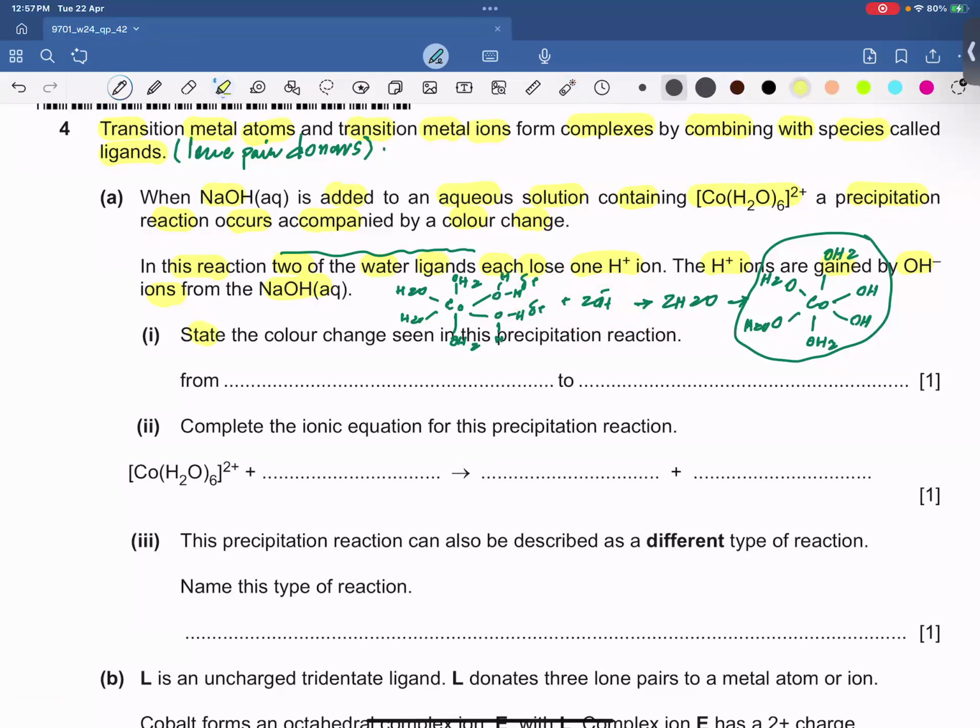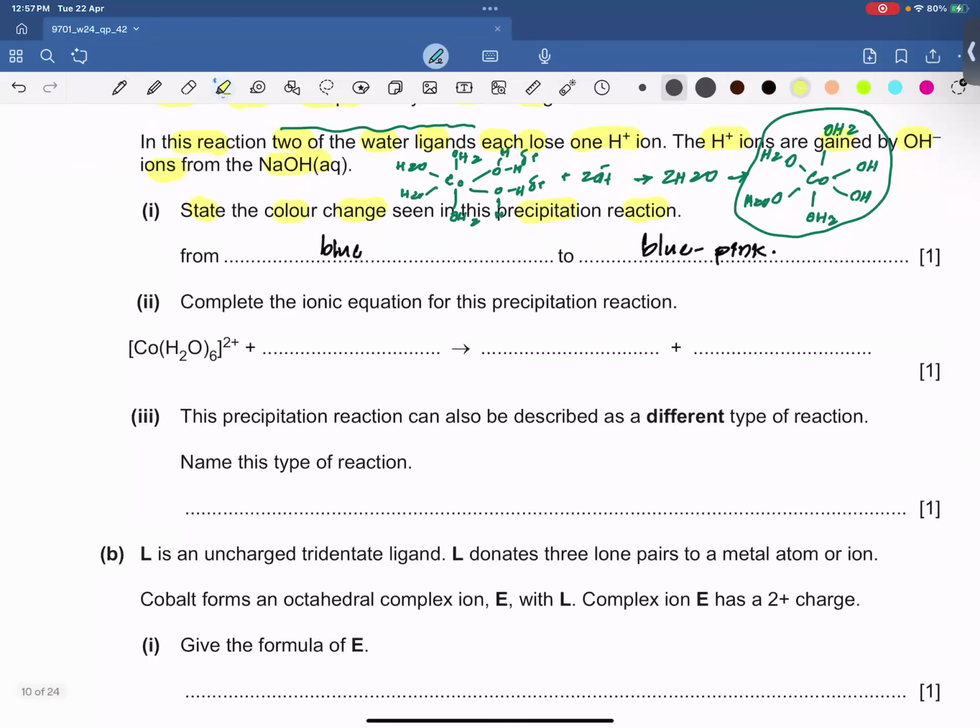So let's state the color change in this precipitation reaction: from blue to bluish pink. Complete the ionic equation for this precipitation reaction. That's easy. 2 moles of hydroxide ions converting into 2 moles of water plus cobalt ions. We have 4 water molecules left. As you can see in the structure, we have 2 hydroxide ions left.